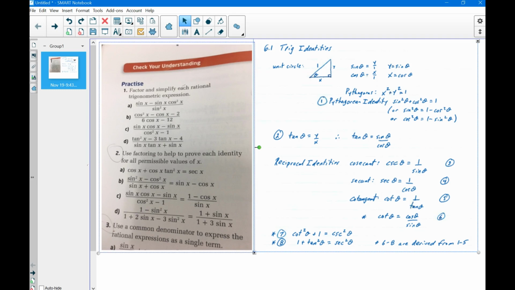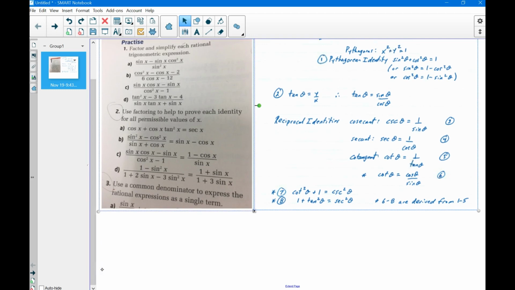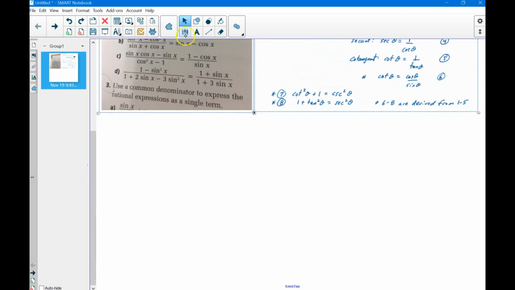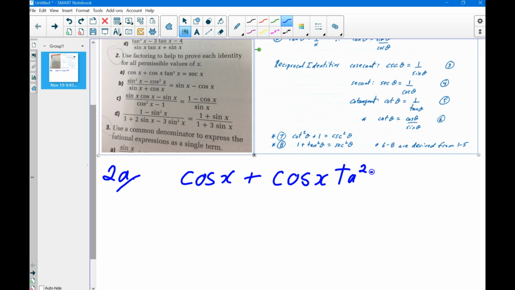So let's have a look at number 2, for example. Now you've got the head circle here. Let's look at 2a. So 2a says that we have cosine x plus cosine x tan squared x. And I'll show you how this comes together in a second.